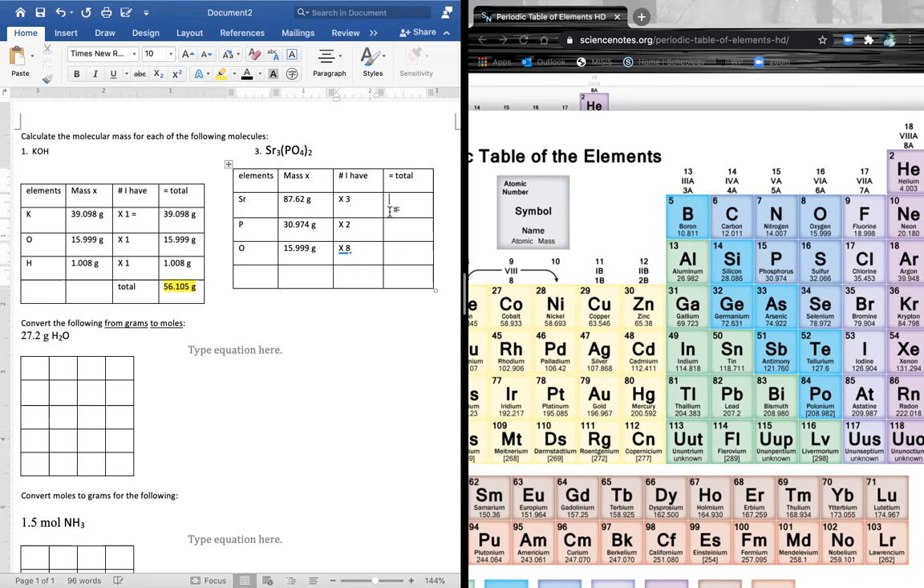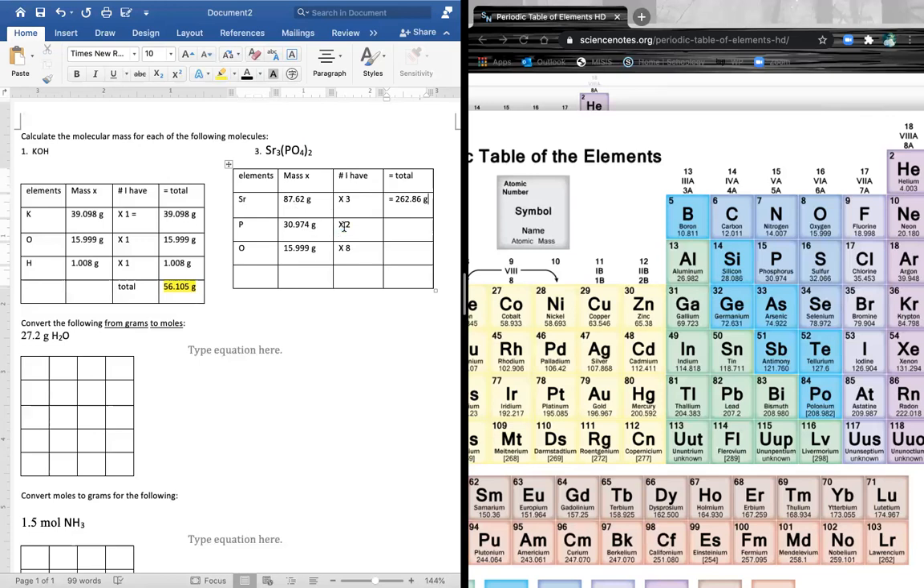So this one's a bit trickier. So now we're going to have to total all these out. So we're going to go to the calculator and we're going to do 87.62 grams times 3. So 87.62 times 3, and that's going to give us 262.86 grams. So that's the total mass of the strontium that we have in there.